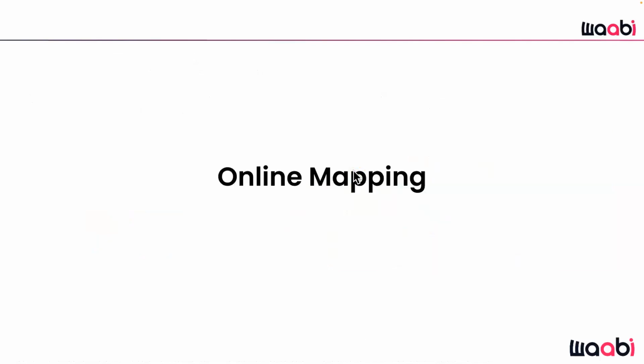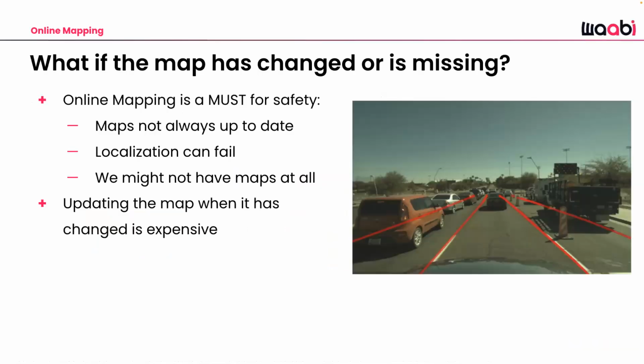Okay, so let's now switch gears a little bit away from building these maps offline and look at ways to do mapping online instead. Now, online mapping is a must for safety because maps are, of course, not always up to date, and localization can fail, or we might not have maps at all to begin with. And mapping every area can be expensive, and updating it every time there's a change can also be extremely expensive and difficult to scale. So in some of these cases, it's important to be able to produce the map online as you're driving through an area that you recognize is currently unsupported.